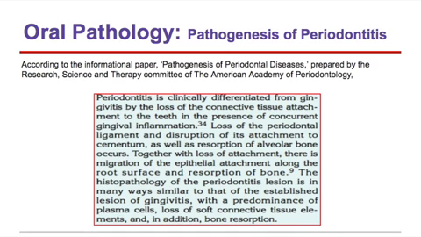Periodontitis is clinically differentiated from gingivitis by the loss of the connective tissue attachment to the teeth and the presence of concurrent gingival inflammation. Loss of the periodontal ligament and disruption of its attachment to cementum, as well as resorption of alveolar bone occurs. Together with loss of attachment, there is migration of the epithelial attachment along the root surface and resorption of bone. The histopathology of the periodontitis lesion is in many ways similar to that of the established lesion of gingivitis, with the predominance of plasma cells, loss of soft connective tissue elements, and in addition, bone resorption.